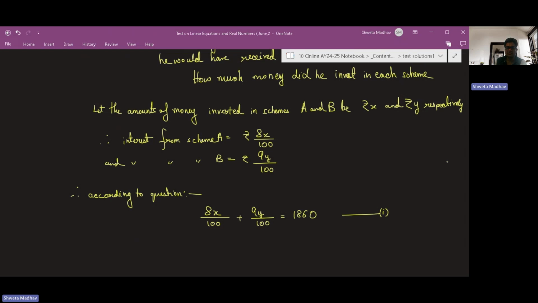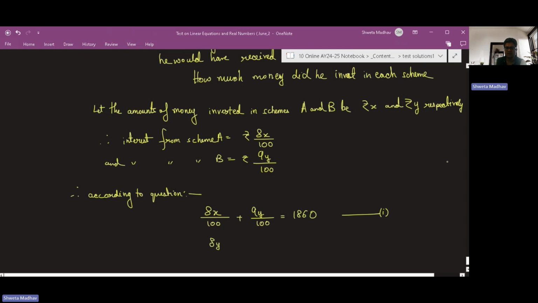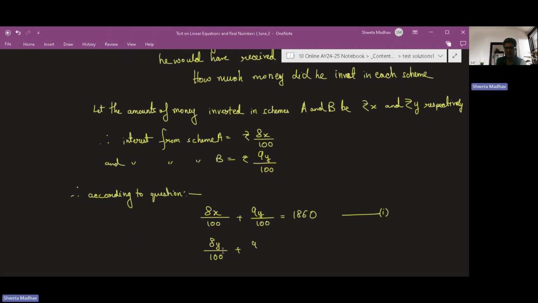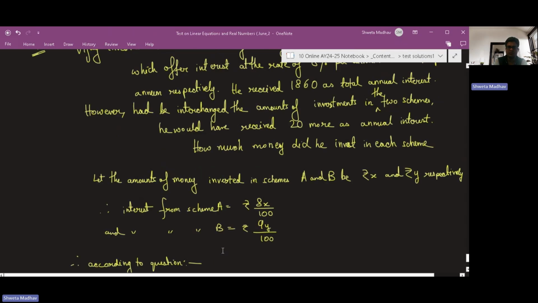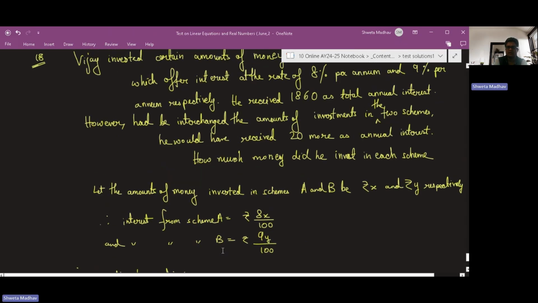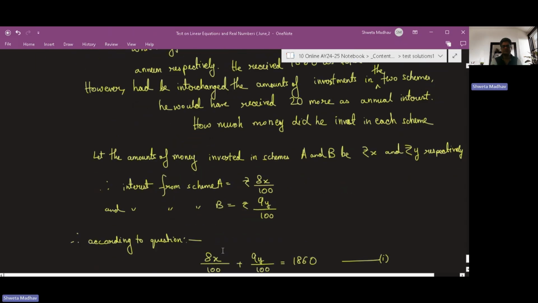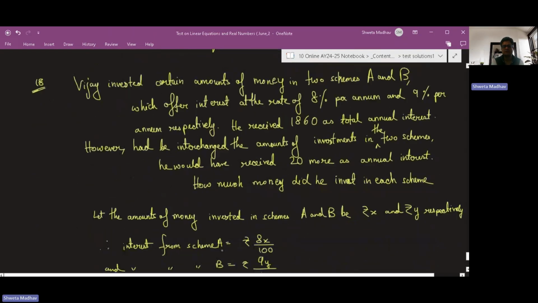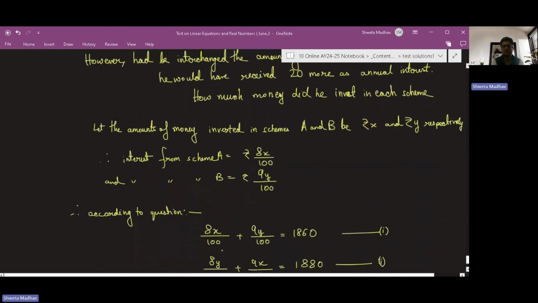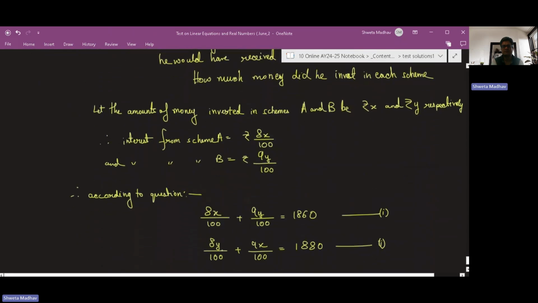And had he interchanged the amounts, means if he had done 8y by 100 plus 9x by 100, then he would have got rupees 20 more as annual interest. So rupees 20 more means he would have got rupees 1880. So this is our equation 2. If we solve it, then we will get the values of x and y which have been asked.